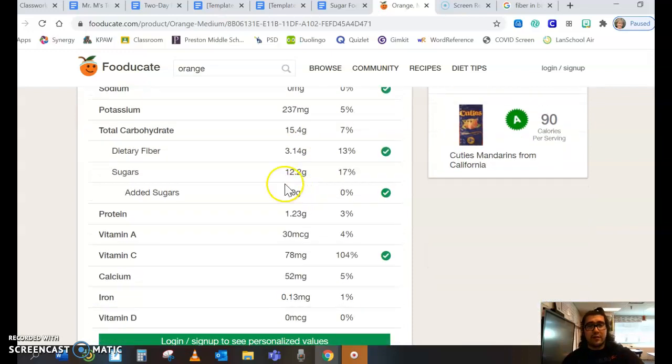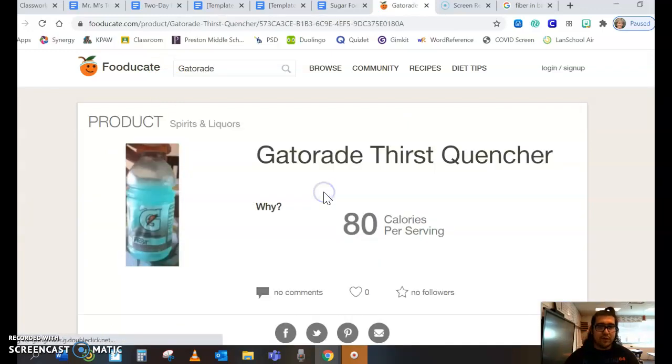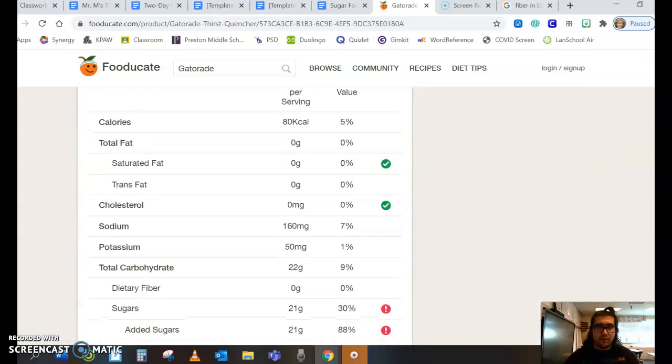And then you'll scroll down, total carbs, you will have 3, I guess, a pie amount of fiber, and then you will have 12.2 grams of sugar. And since it's all natural, there's not going to be any added sugars. But then if we did something like Gatorade, and we looked that up, thirst quencher, it doesn't matter what flavor it is, they're all going to be about the same. We'll scroll down again.